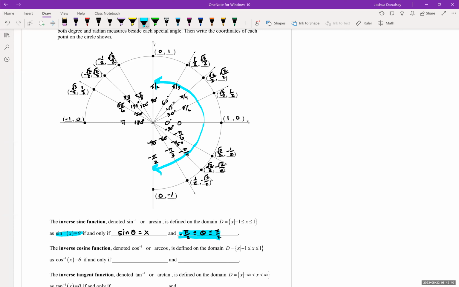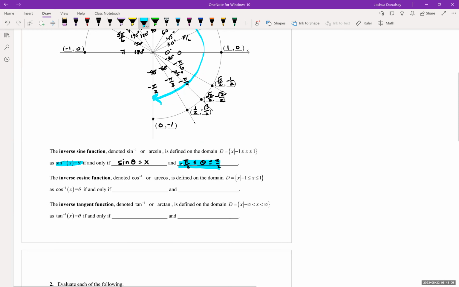And so our answers, our angles that we get from a sine inverse, are always going to be in quadrants 1 or 4, but the angles in quadrant 4 have to be negative acute angles. Remember, an acute angle is an angle between 0 and 90, and they're going to be negative to get us into quadrant 4. So that's what we have going on with sine inverse. Cosine inverse is a little bit different, though.